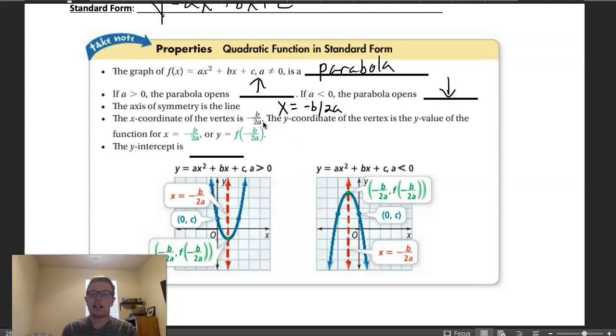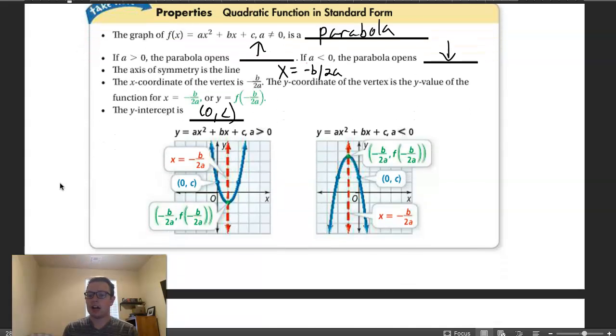This is just something you're going to have to remember. The x value for the axis of symmetry and for the vertex is minus b over 2a. The y value is whatever happens when you substitute that x value into the equation. So it's the output of the function when you use that point. And the y-intercept is 0, c. So it's just the constant for this equation. Your y-intercept will always be c. Your vertex will be negative b over 2a, and then you'll substitute that value in. That's really all we need to know.